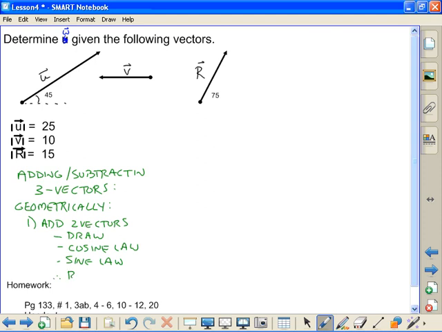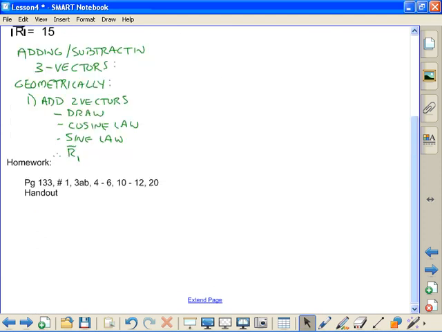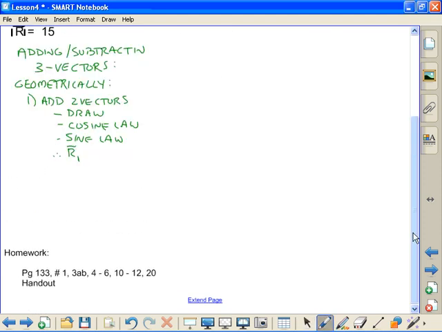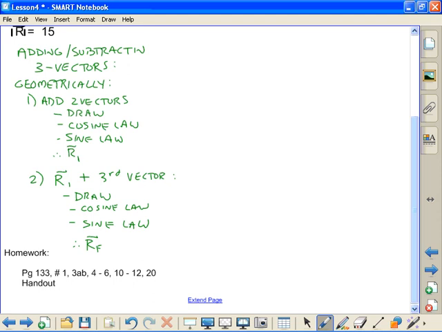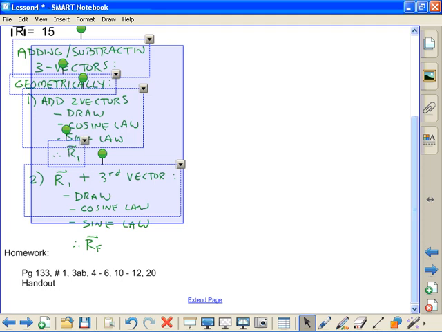Okay, so that doesn't actually give you your final answer if you're adding more than two vectors. So then, step 2 would take resultant 1 plus a third vector, which means that you'd have to draw it again. You'd have to use cosine law again, and then use sine law, and now you have your final resultant. Okay? So you have to do all of that, and that's just three vectors. Just three vectors. So, doing it algebraically.